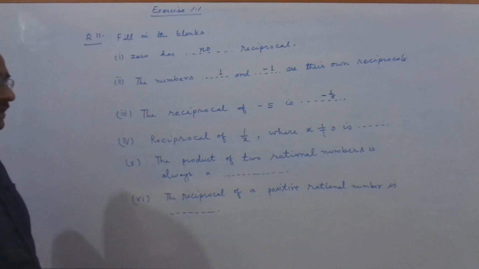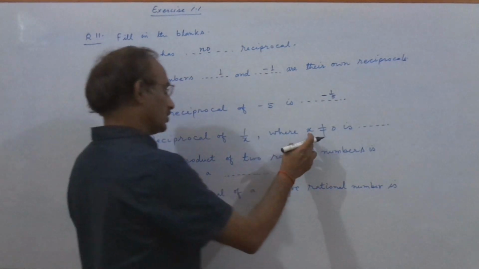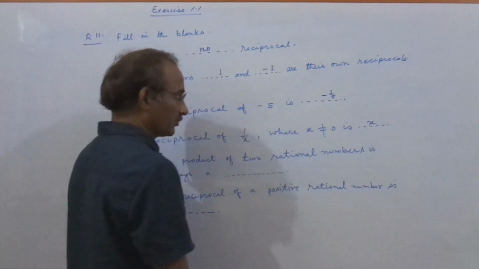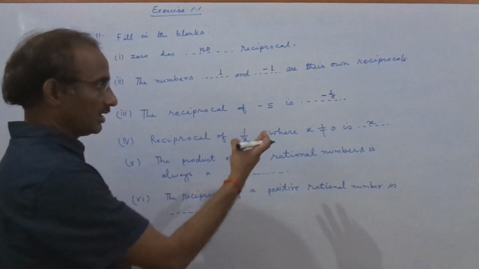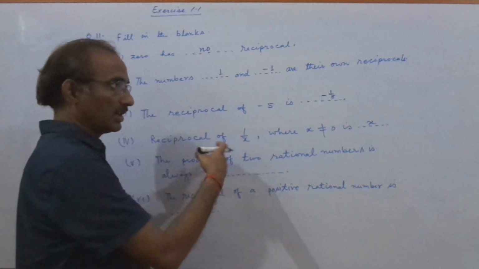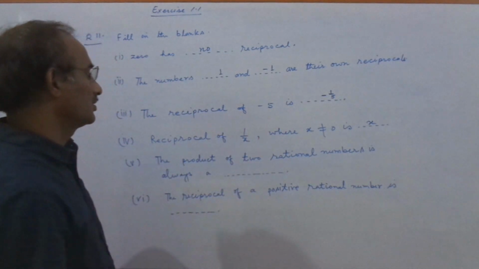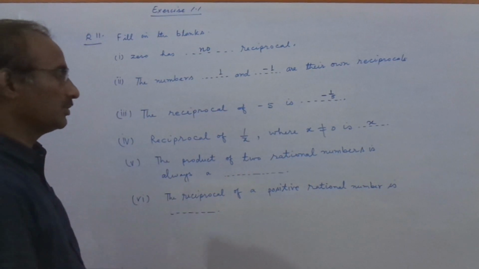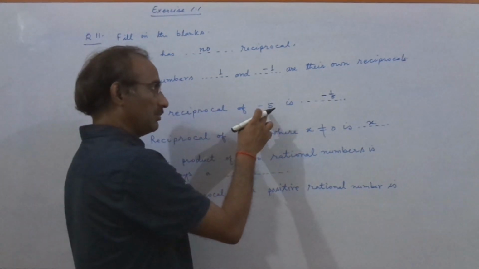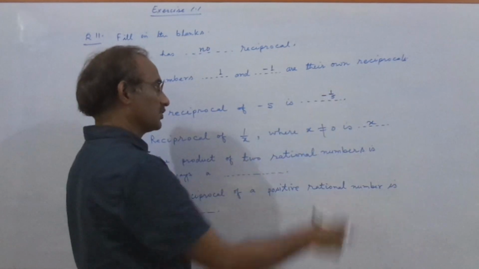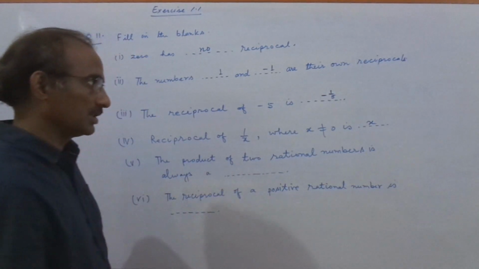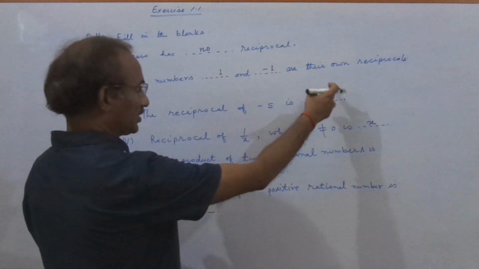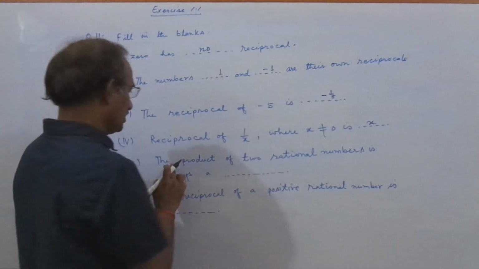Reciprocal of 1 upon x, where x is not equal to 0, is x. If we multiply x and 1 upon x, then we get the product 1. So the reciprocal of 1 upon x is x. Similarly, in this step, when minus 5 is multiplied with minus 1 upon 5, we get the product 1. So reciprocal of minus 5 is minus 1 upon 5.